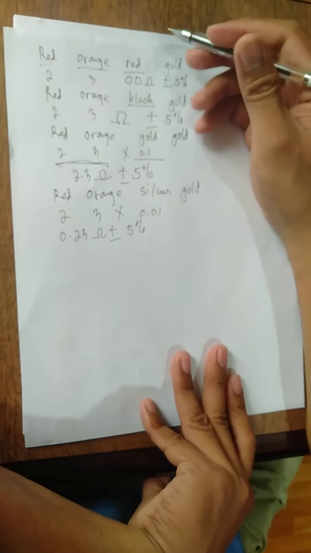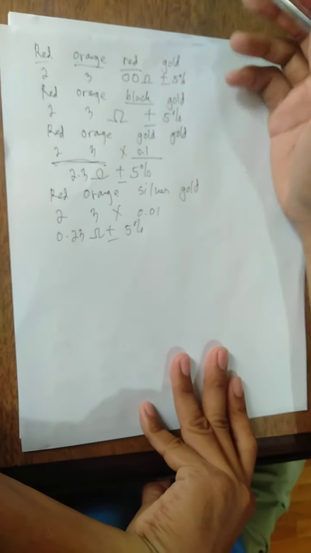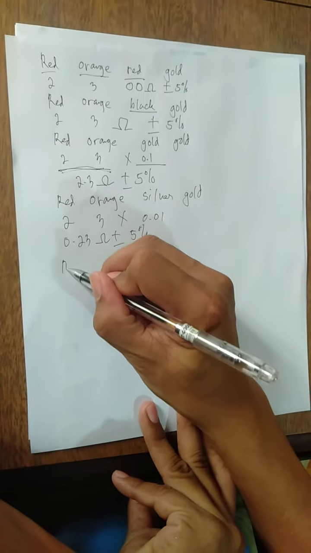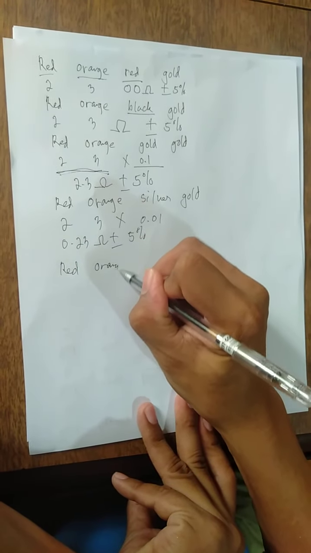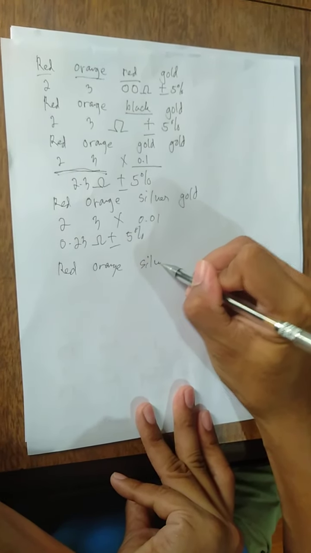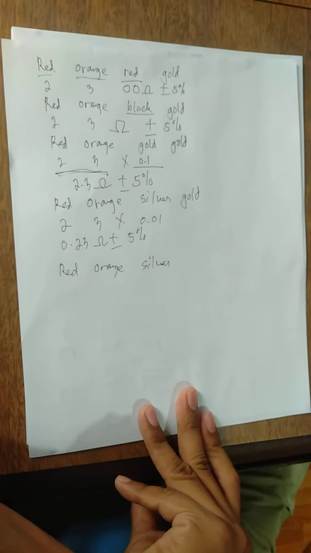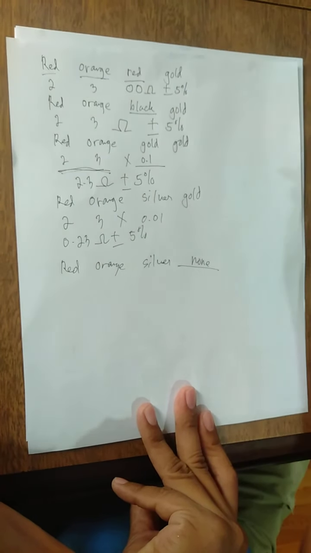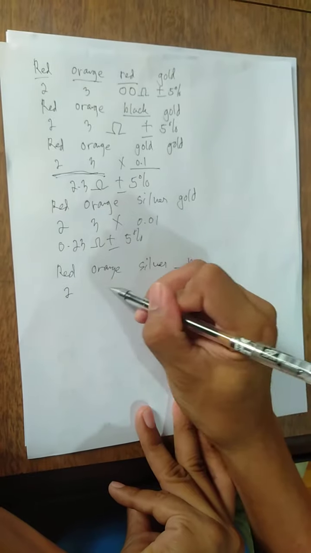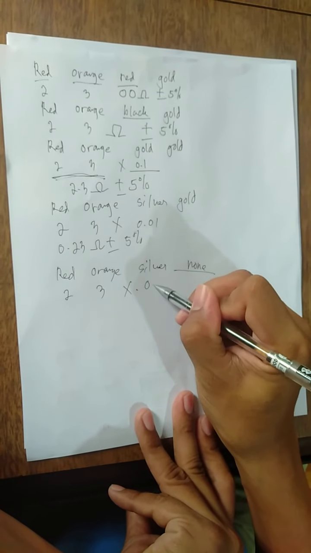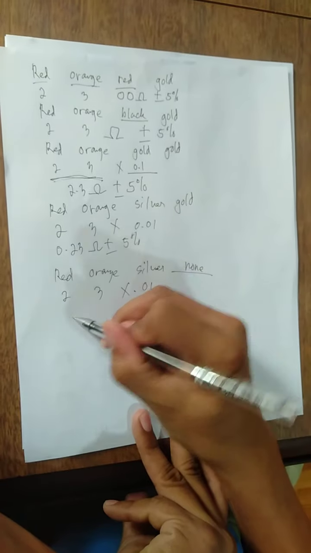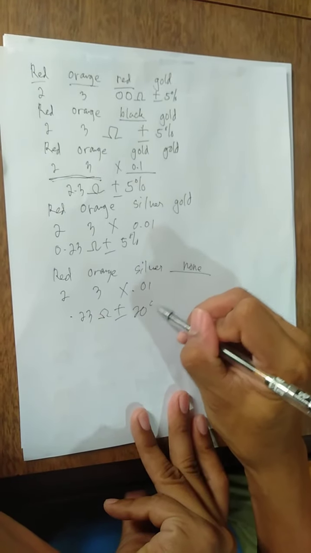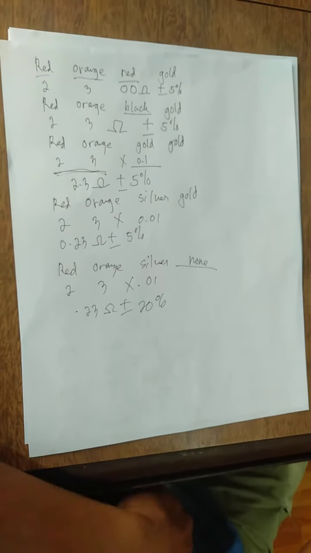Okay? So that is how you do the decoding of resistors. And another thing, for example, there are only 3 colors: red, orange, silver, like that. Okay? There's no fourth band. Automatically, the fourth band is none. Okay? So this is 2, 3 times 0.01, which is 0.23 ohms, positive, negative, none is 20%. Okay? So that's for our review.